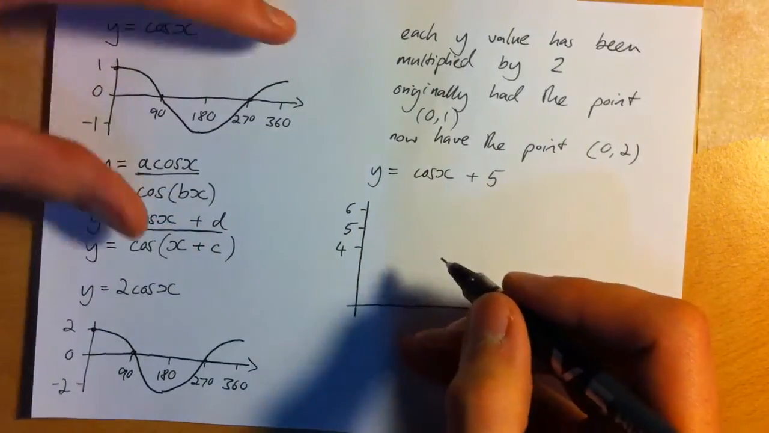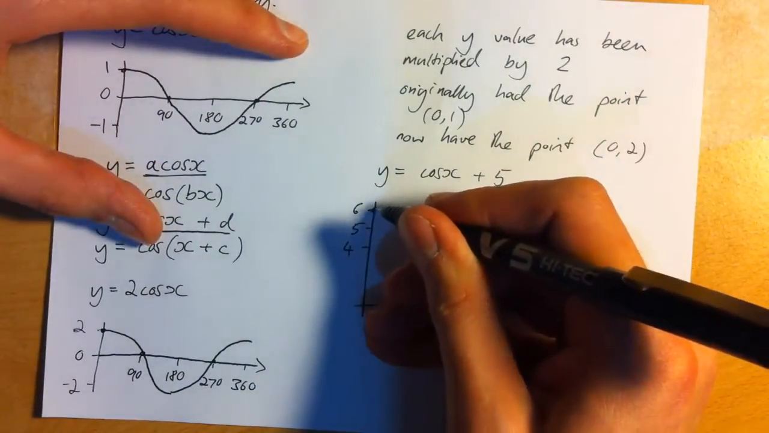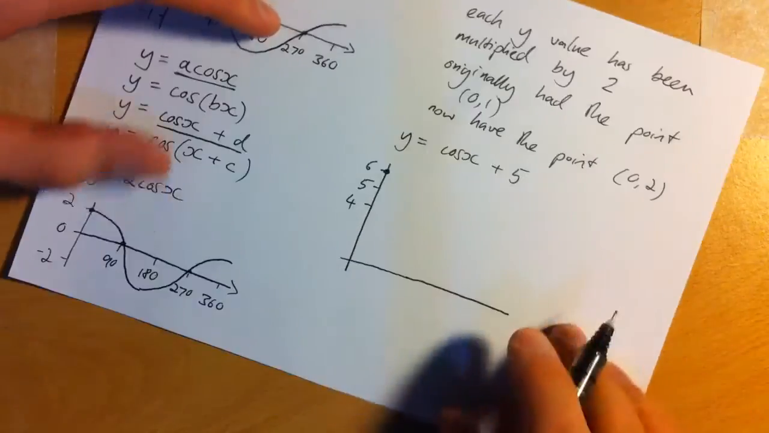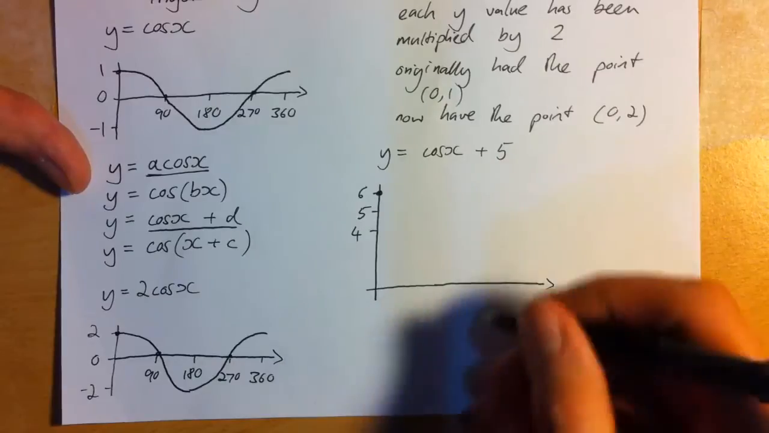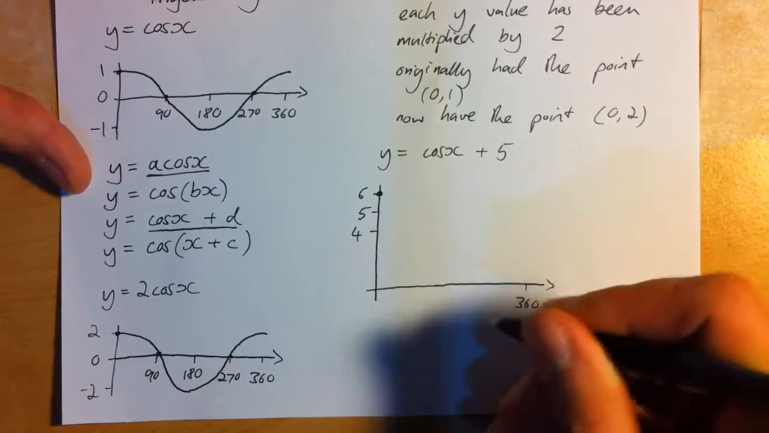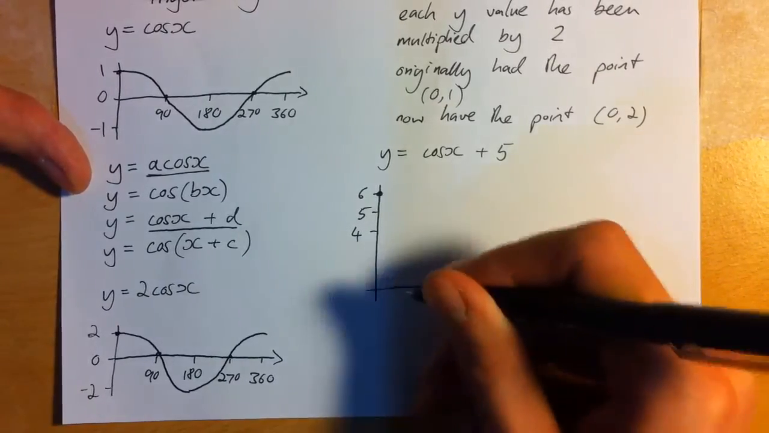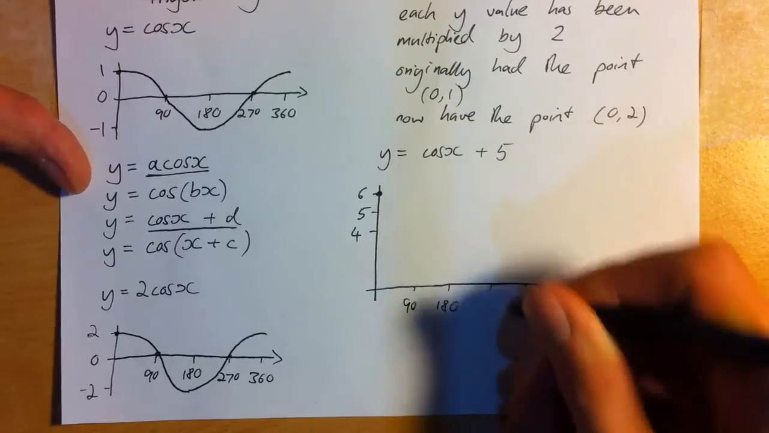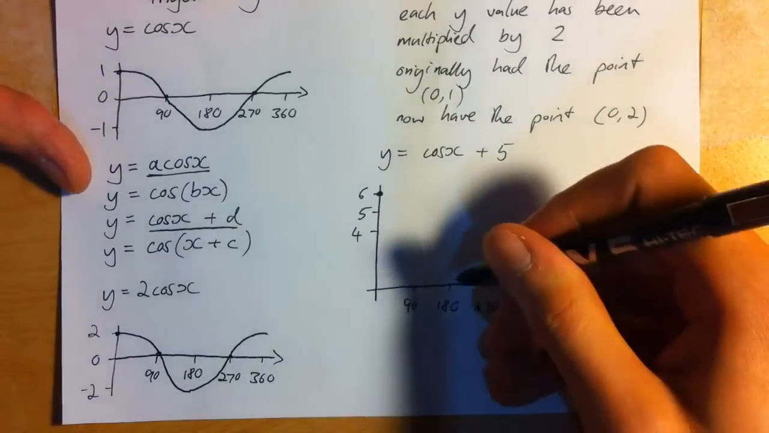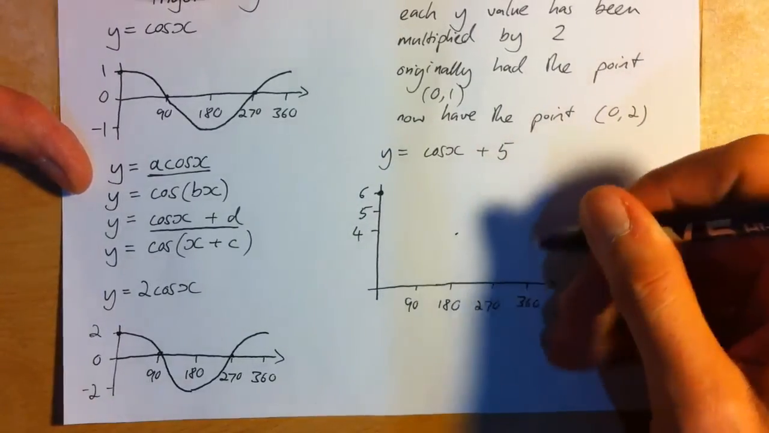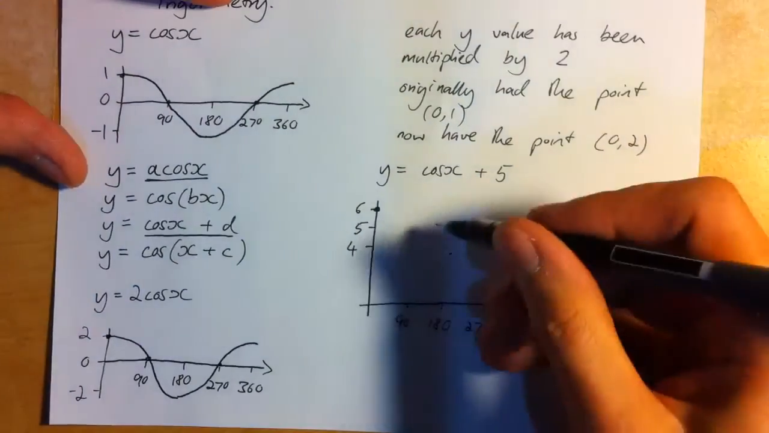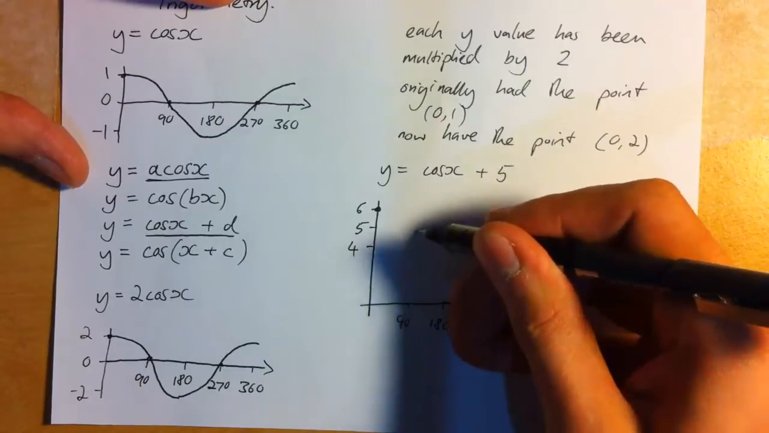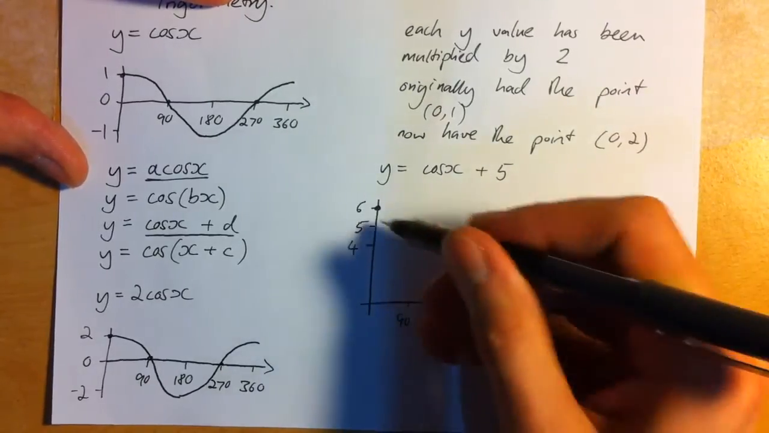Okay, so it's going to start at 6, and we'll just draw the 360, 180, 90, and 270. And there, and there, there, and there.